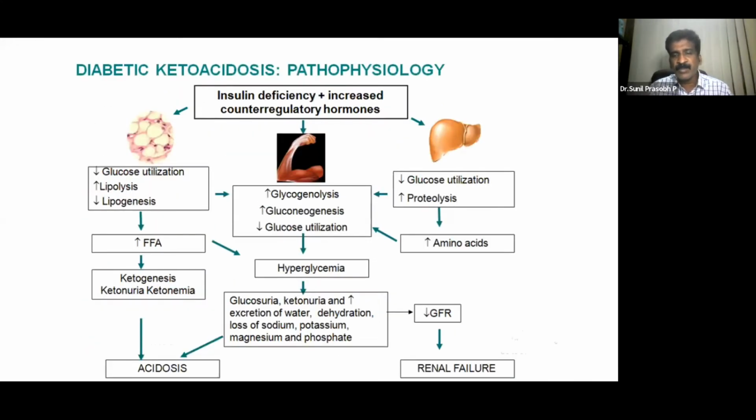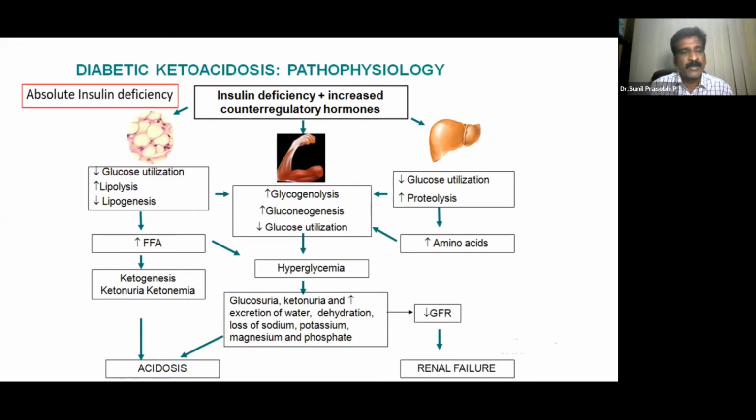Now, if you look at the pathophysiology of diabetic ketoacidosis, what we should understand is there is an absolute insulin deficiency happening in diabetic ketoacidosis. That is the most important point, absolute insulin deficiency. Insulin, we all know, is an anabolic hormone as well as an anti-catabolic hormone. Why do we say anti-catabolic hormone? Because it inhibits lipolysis. So when there is absolute deficiency of insulin, there is enhanced lipolysis. So there is increased free fatty acid formation, and these free fatty acids are taken to the liver where ketogenesis happens, and this leads to acidosis.